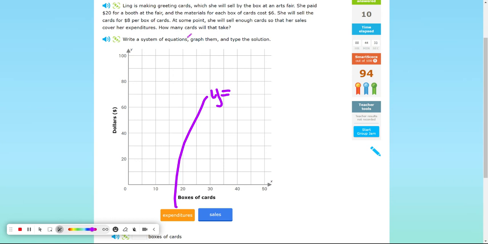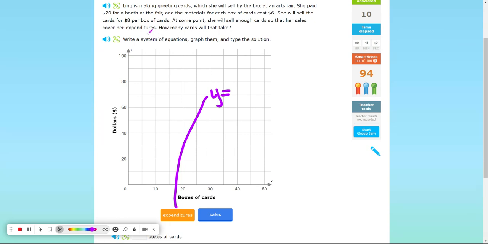Okay. Ling is making greeting cards, which she will sell by the box at the arts fair. She paid $20 for a booth at the fair, and the material for each box is $6. She will sell the cards for $8 per box. At some point she will sell enough cards so that her sales cover her expenditure. All right, so let's see over here.